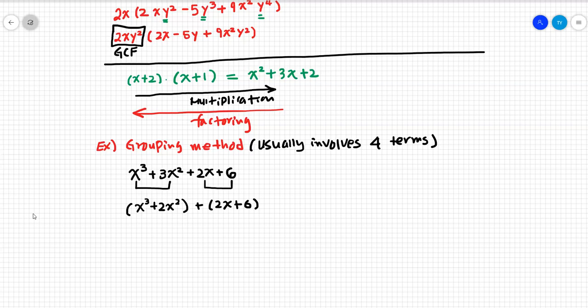Once you put them into the 2 different groups like this under the parentheses, we're going to have to look for the greatest common factor. So we're going to look for the GCF from here, then we're going to look for the GCF from here as well. For the first one, the greatest common factor is going to be x squared, because this one has x cubed, and this is x squared. So the largest one you can take out is x squared. So I'm going to take out the x squared here.